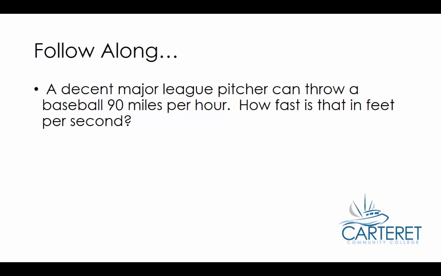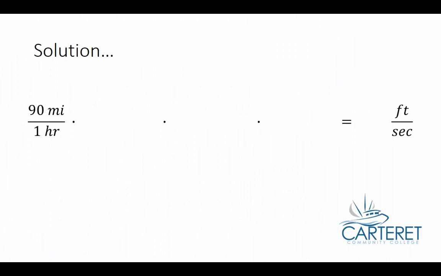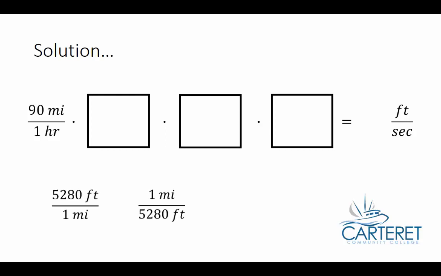A decent Major League pitcher can throw a baseball 90 miles per hour. How fast is that in feet per second? We know we're trying to come up with feet per second, and we know that we begin with 90 miles per hour. It does not matter which unit we convert first. Let's take a look at converting miles to feet to begin with. We know that there are 5,280 feet per mile, and in 1 mile there are 5,280 feet.